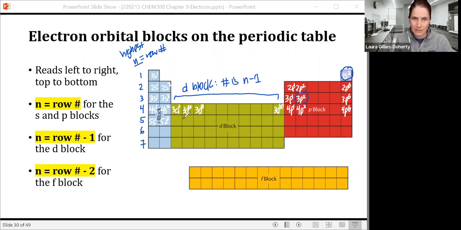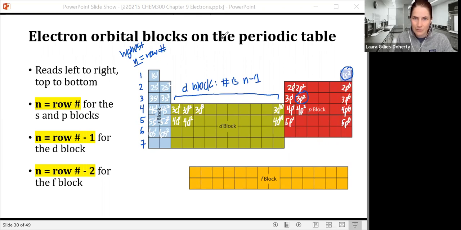The D block, it's -1. So this would be 4d1, 4d2, and it goes all the way across to 4d10. Now you're back to the P, so it's 5 because you're in the 5th row. P1 all the way to 5P6. Let's go down one more because now we're going to start hitting the F block. So we have 6s1, 6s2.